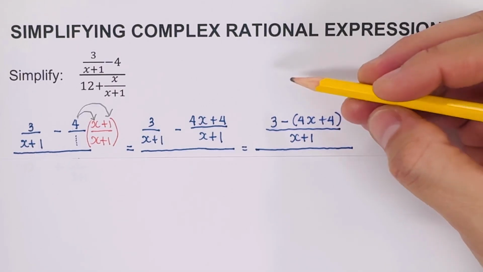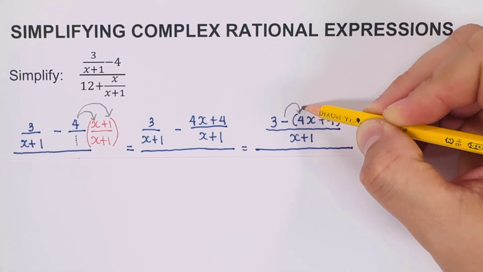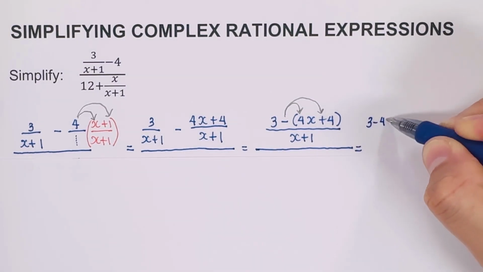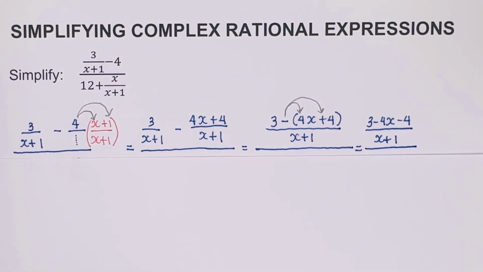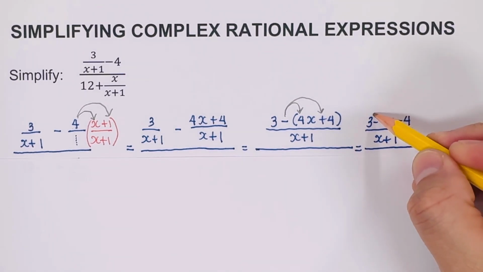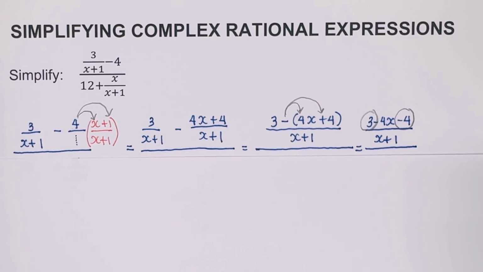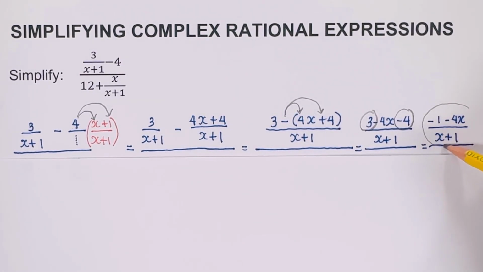So that we can go ahead and distribute the negative here to each of the terms inside the parentheses. So then this would come out. We can go ahead and simplify this. We can combine like terms. So 3 and negative 4. So this would come out. So this is our numerator.